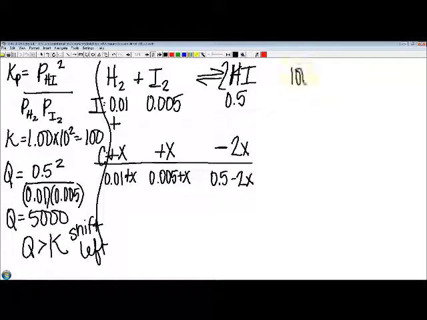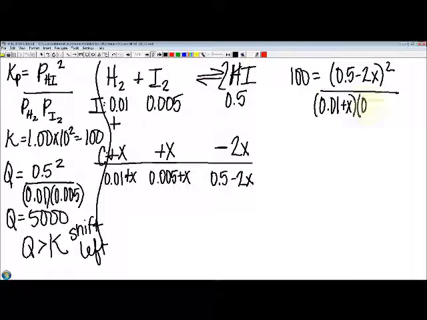Okay, so now we need to plug this into our K expression and solve for X. So we have 100 is equal to 0.5 minus 2X quantity squared over 0.01 plus X times 0.005 plus X. Okay, simplifying this out before I just get my numbers for the quadratic formula, because we're going to have to do that again.